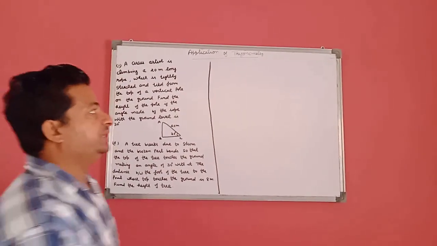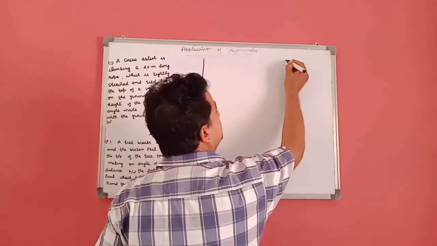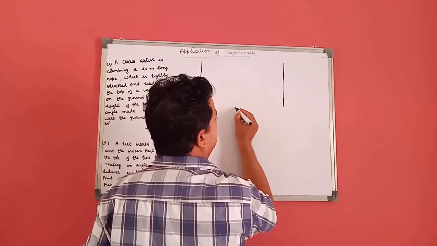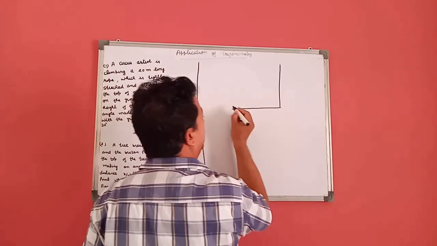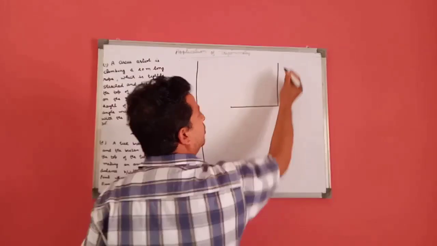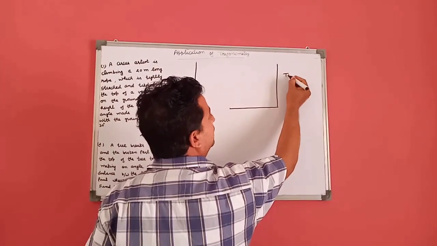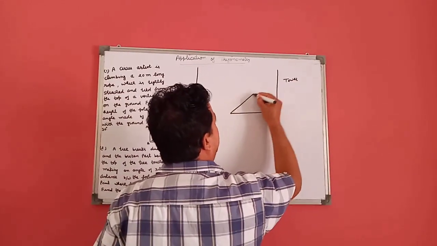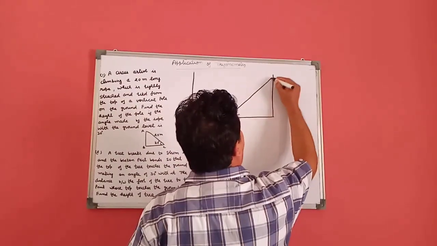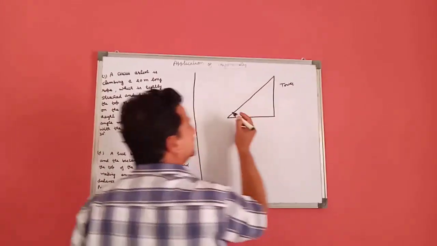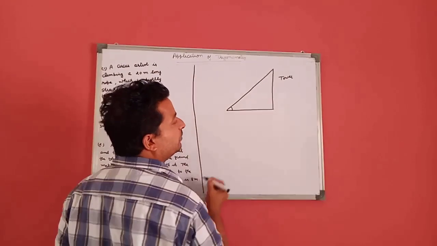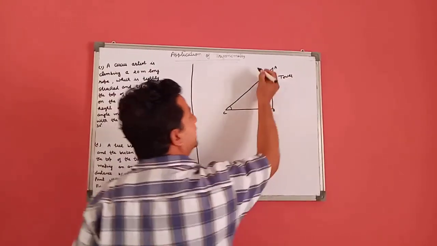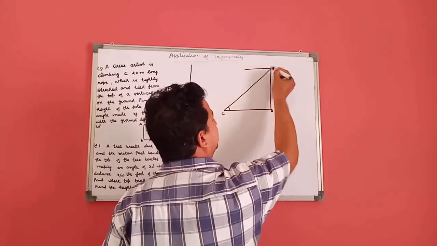In these applications, first of all, suppose that we have a long tower and there is a point on the ground. This is the point on the ground. This is the tower. This is called angle of elevation. We have two angles. The first one is angle of elevation and the other is angle of depression.